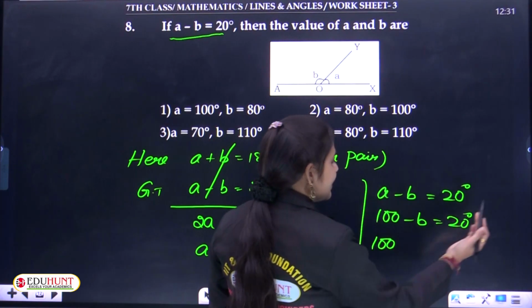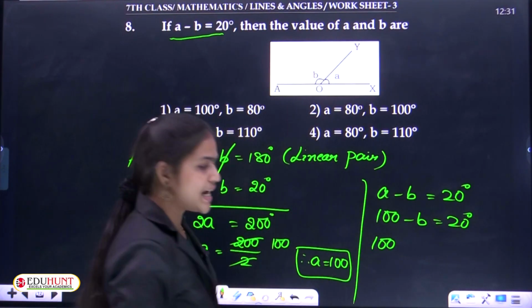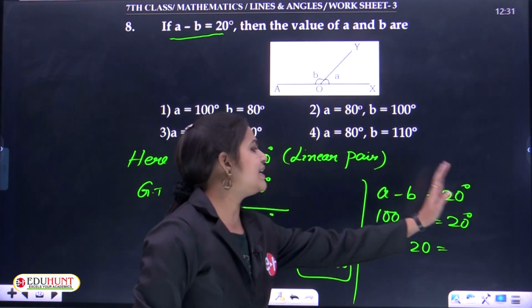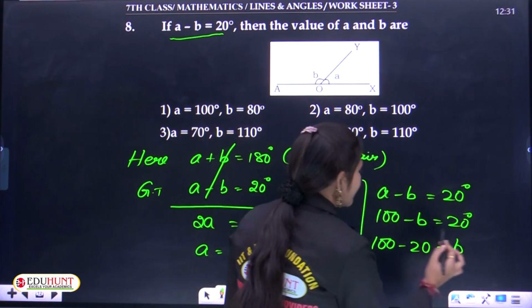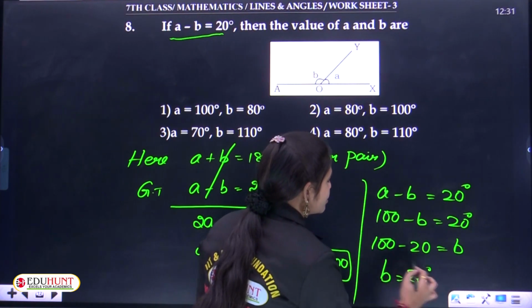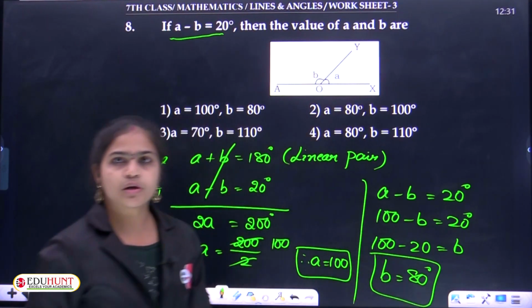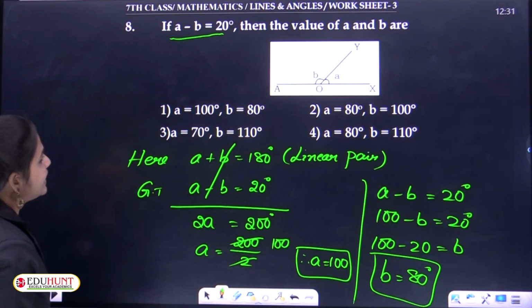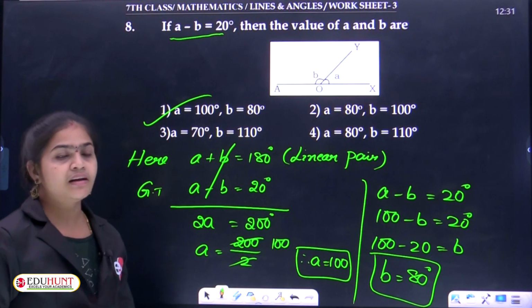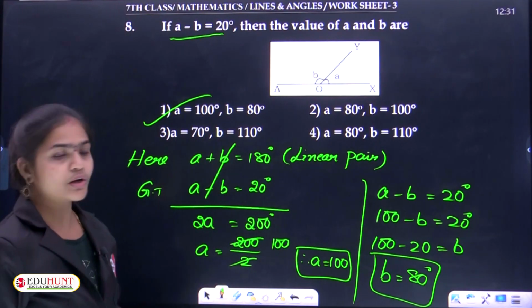Now 100 minus 20 is equal to B, so B is equal to 100 minus 20, which is equal to 80. Then what are those values? A is equal to 100, B is equal to 80. Which option is correct here? Option 1 is correct.